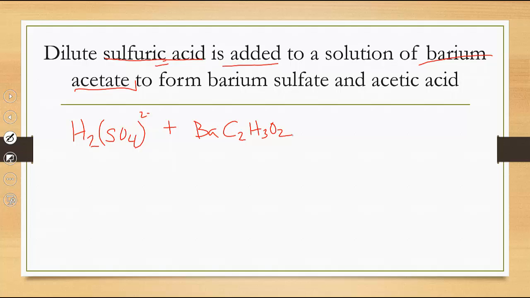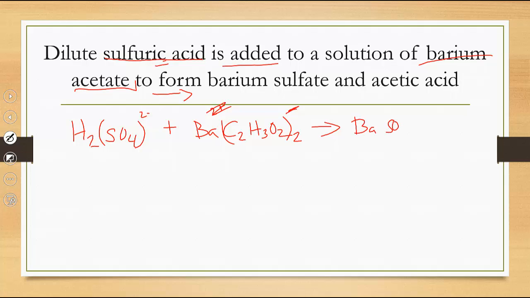I do not see prefixes here, so that means I need to figure out the charges. I can look on the periodic table and see that barium is a +2. C2H3O2, acetate, is a polyatomic anion, and it has a -1 charge. We can crisscross this to be Ba(C2H3O2)2. To form, that's my arrow, barium sulfate, BaSO4.